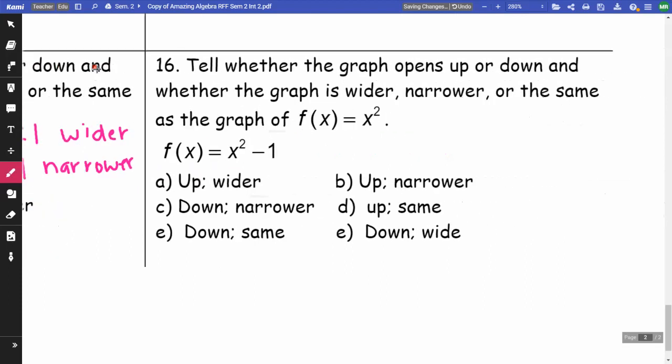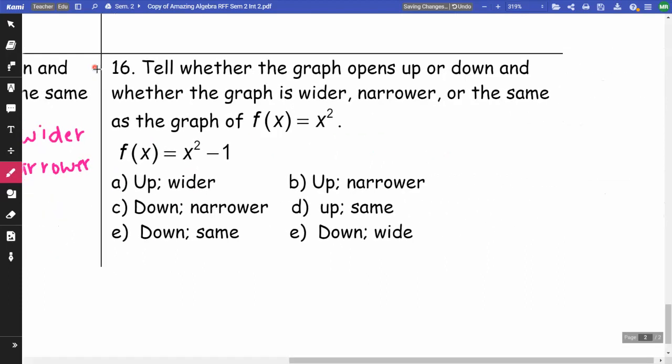On number 16, similar idea, want to compare it to plain old x squared. So what the -1 does, it's going to drop it down 1. Everything else stays the same. It's still going to open up. So all these open downs are gone because it's going to open up because this is positive.